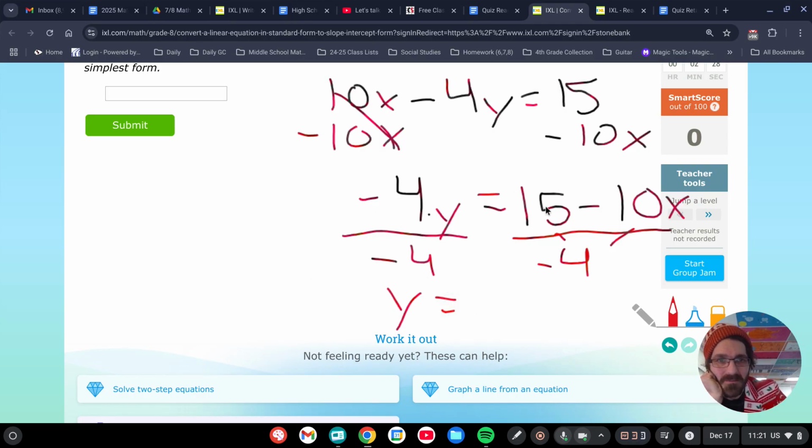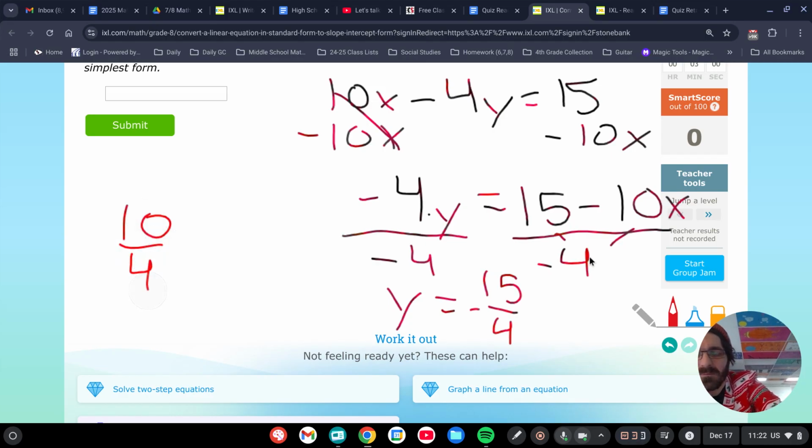And then we have 15 divided by negative 4, which is 15 over 4, and the whole thing is negative. Okay? Because one of the numbers is negative in division, that means that our answer is going to be negative. And now we have a negative 10x divided by negative 4, which is 10/4, right? It's actually a positive 10/4 because a negative divided by a negative is always a positive, right?